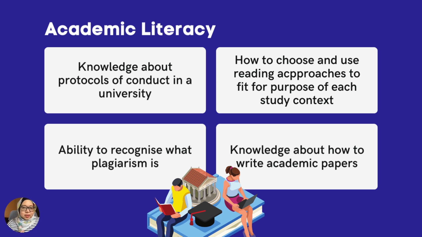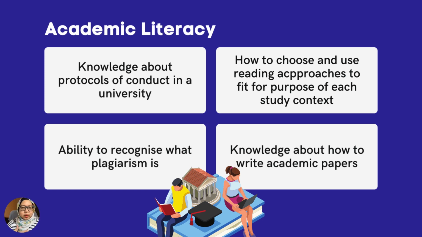Next is about how to choose and read and use reading approaches. How do they select things that they want to read, bring that to the classroom and talk about it in the classroom? The next one is about the ability to recognize what plagiarism is. There are many types of resources already available for the students, and how do we get them to exercise their decision making in terms of knowing which ones are fair use, which one can be utilized, but they need to cite the original author, for instance. How much is plagiarism, how can they paraphrase the ideas and stuff like that.